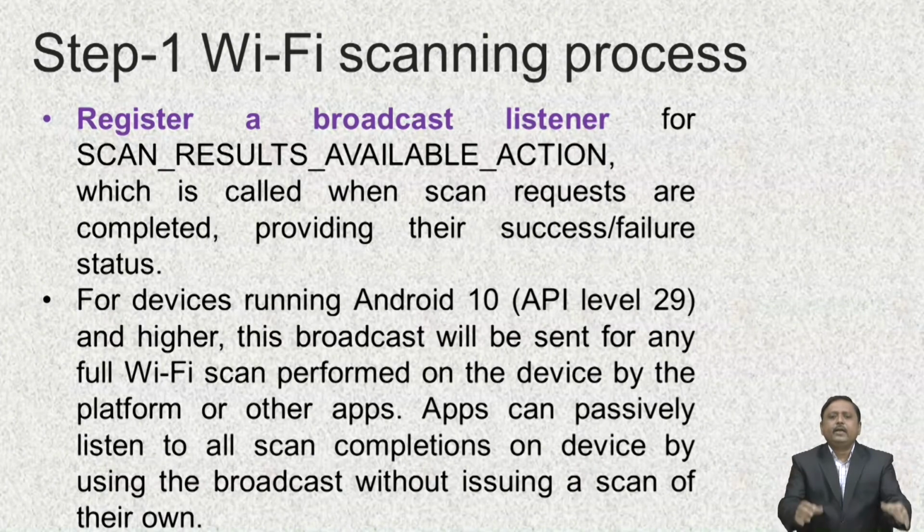Now for devices running Android 10, which is API level 29 and higher, these broadcasts will be sent for any full Wi-Fi scan performed on the device by the platform or other apps. Apps can passively listen to all scan completions on the device by using the broadcast without issuing a scan of their own. So we will learn how to register a broadcast listener, but the very first step is to register a broadcast listener for these actions, right?